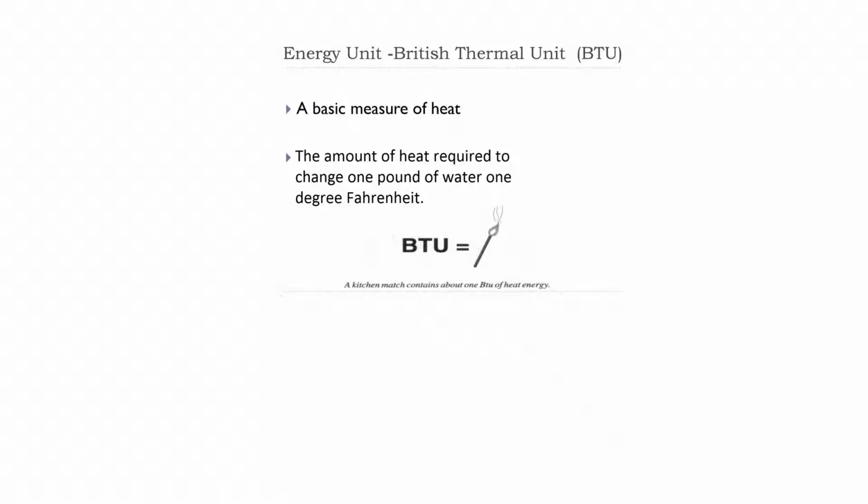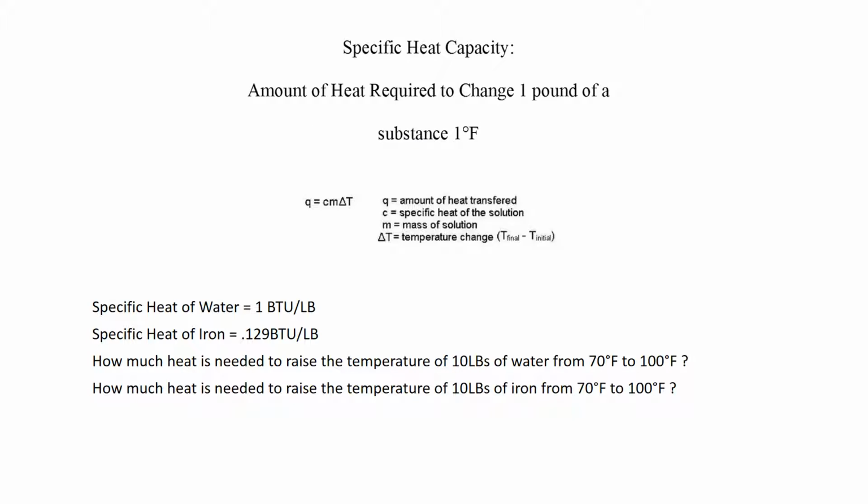Remember, the definition of a BTU is the amount of heat required to change the temperature of 1 pound of water 1 degree Fahrenheit. Let's move on to learning how to actually find out how much heat energy is in something. When finding the amount of heat in a substance, what we are doing is calculating how much heat was added or removed to bring the substance to its final temperature.